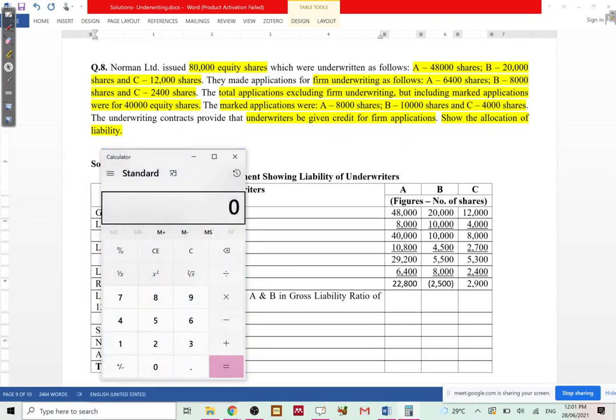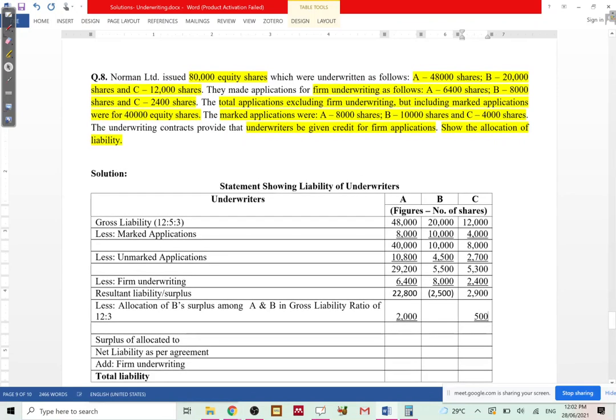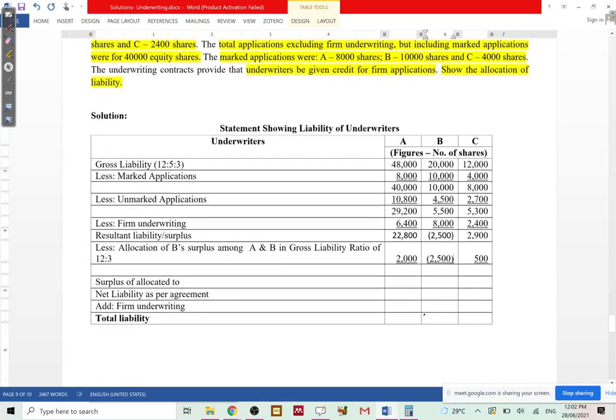2,500 is the surplus. If you give it to A, how much will you give? Multiplied by 12:3 is the ratio, or 4:1. So 12 divided by 15. 12 plus 3, 15. So A gets 2,000. Let's give him 2,000. That means I don't have to do further calculation. Out of 2,500, if A gets 2,000, C gets 500. Is that fine? So write off this 2,500 and it's nil.